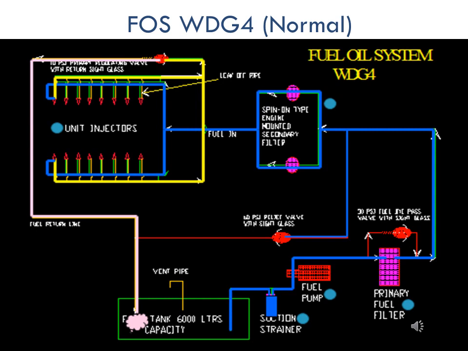This slide shows a clear picture of fuel oil flows in normal working condition of the engine. The blue color indicates the flow of fuel oil in normal running condition of the engine. The yellow color indicates the excess fuel oil returning from the injectors and getting collected in the return fuel sight glass. The fuel oil released from the return fuel sight glass to the fuel tank is shown in light pink color.